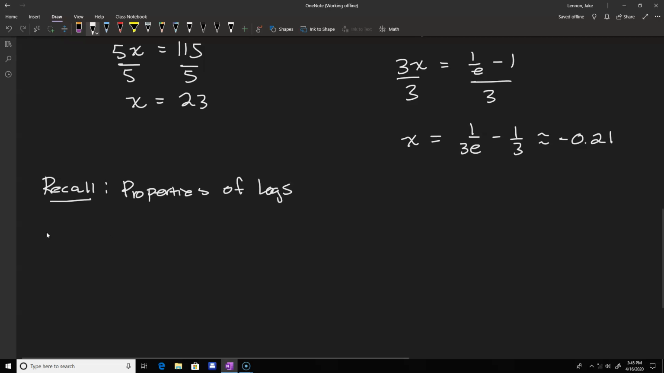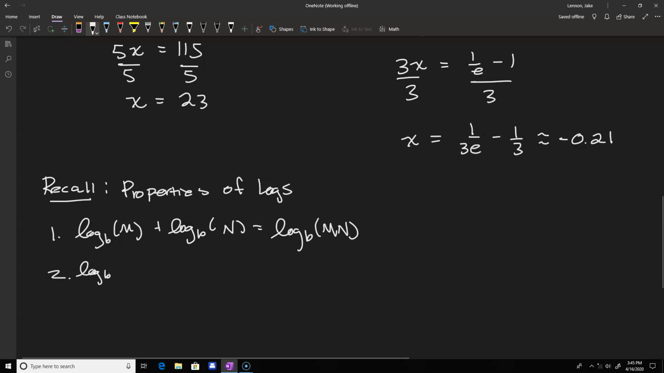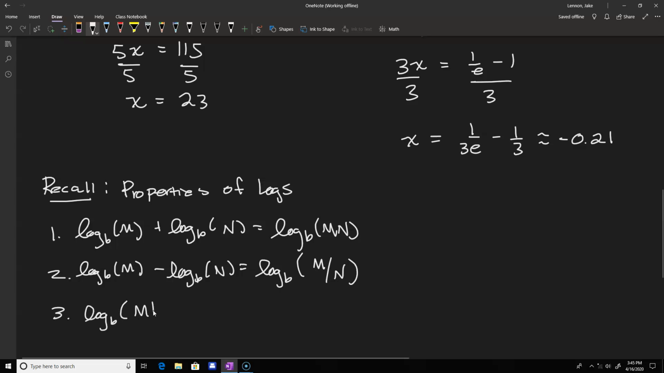And again, they work so long as the bases match. So 1, we have log base b of m plus log base b of n. This will equal the log base b of mn. 2, if you have the log base b of m minus the log base b of n, this is going to be the log base b of m over n. And 3, if you have the log base b of m to some power p, this is going to be p times the log base b of m.